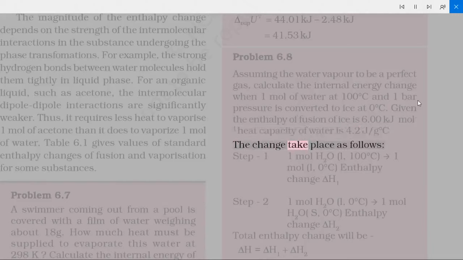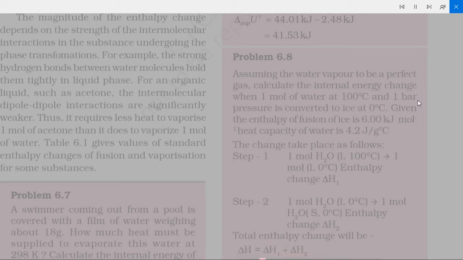The change takes place as follows. Step 1: 1 mol H2O(l) at 100 degrees Celsius goes to 1 mol H2O(l) at 0 degrees C, with enthalpy change ΔH1. Step 2: 1 mol H2O(l) at 0 degrees C goes to 1 mol H2O(s) at 0 degrees C, with enthalpy change ΔH2. The total enthalpy change will be ΔH = ΔH1 + ΔH2.